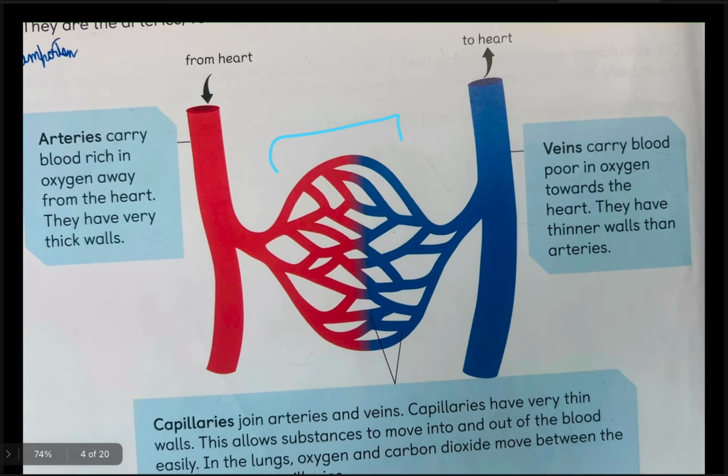Here you can see the structure of the arteries, veins and capillaries and how they are connected. Arteries carry blood rich in oxygen away from the heart. They have very thick walls. Veins carry blood poor in oxygen toward the heart, and they have thinner walls than arteries. Whereas capillaries join arteries and veins, and have very thin walls, and this allows substances to move into and out of the blood easily. In the lungs, oxygen and carbon dioxide move between the air sacs and the blood vessels called capillaries.